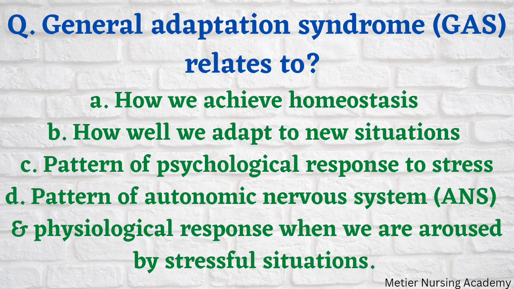Next question is, general adaptation syndrome relates to how we achieve homeostasis, how well we adapt to a new situation, pattern of psychological response to stress, pattern of autonomic nervous system and physiological response when we are aroused by a stressful situation. This question was also asked in AIIMS 2012. And here the right answer is option D, pattern of autonomic nervous system and physiological response when we are aroused by the stressful situation. Just now I have given the explanation about GAS. Whenever you are experiencing any kind of stressful situation, immediately the autonomic nervous system is activated. Once the autonomic nervous system is activated, sympathetic nervous system stimulation is going to be there. That's why I selected option D.